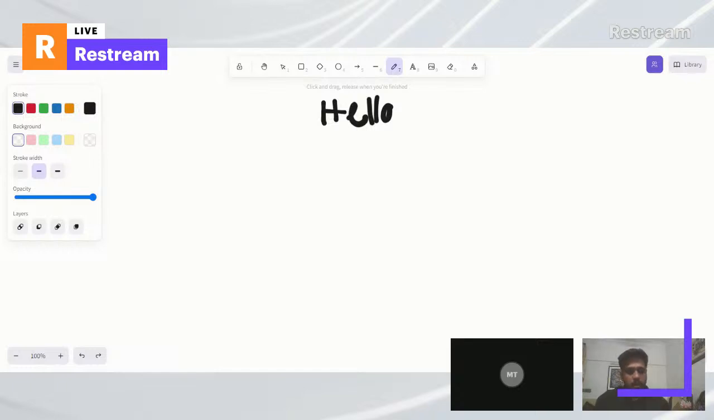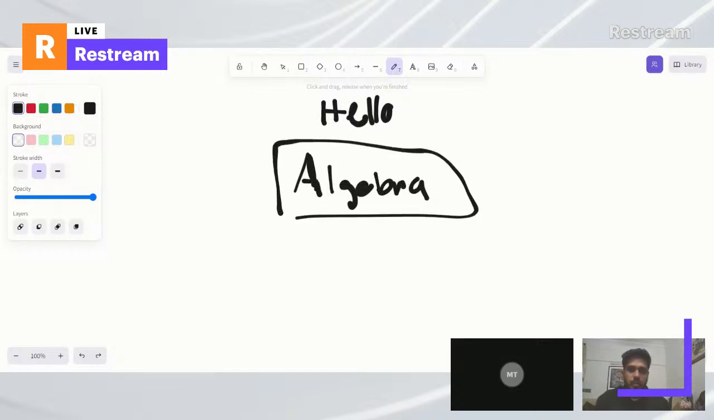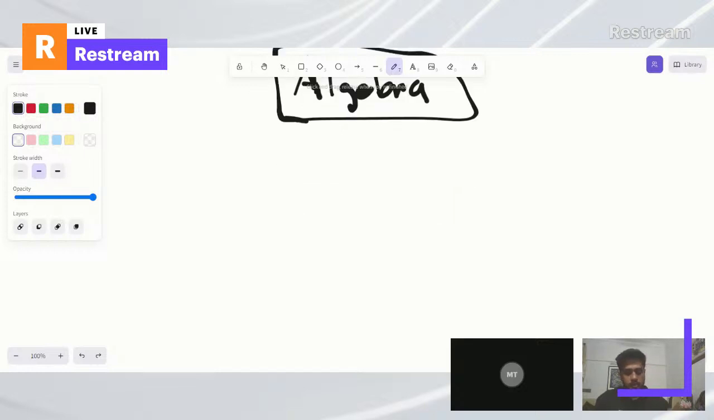Today we're going to continue from where we left off, but this time we're going to start with a new topic called algebra, right? In the last topic we discussed a little bit about the basics of powers as well as roots, right? Today we're going to start our new topic, which is algebra. The first topic that we're going to do in algebra is expression.